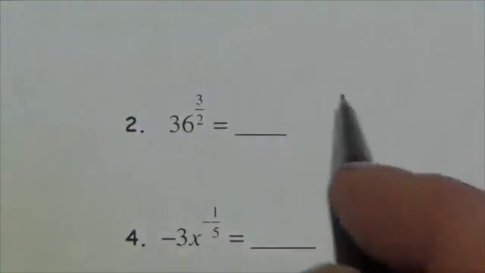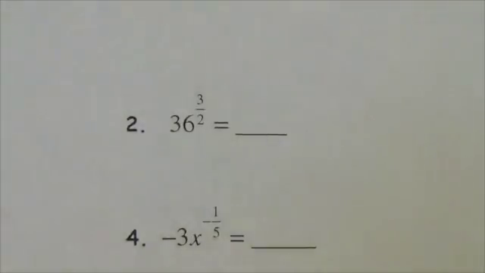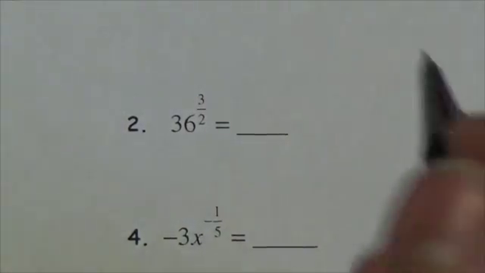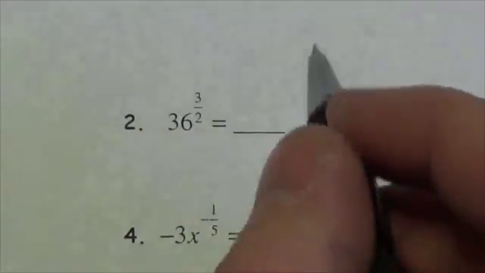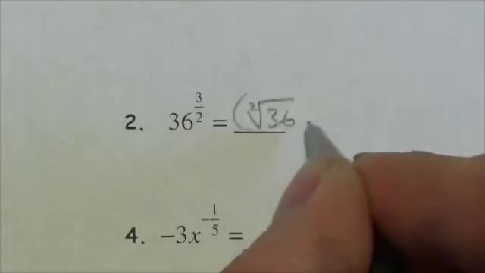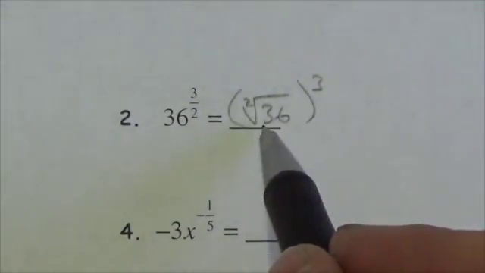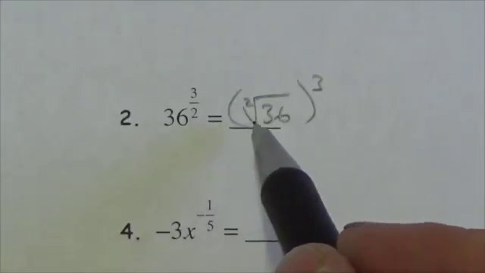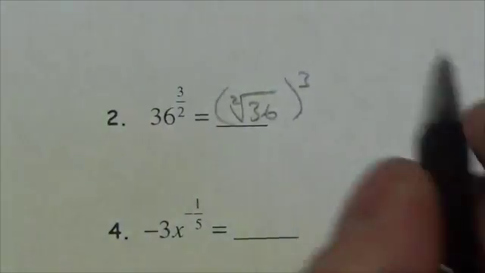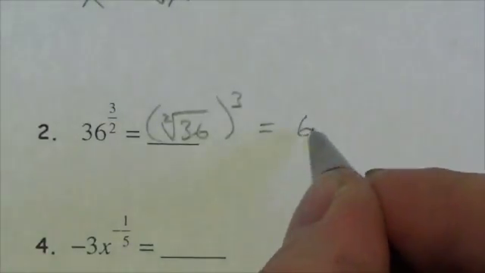Let's take a look at this next one here. This is going to mean the square root of 36 cubed. Well, I suggest the order that you do this in is to take the square root of 36 and do the cubing later. And the reason I say that is because I don't want to have to cube 36 and then take the square root of that. However, I am very comfortable taking the square root of 36 and just getting 6.